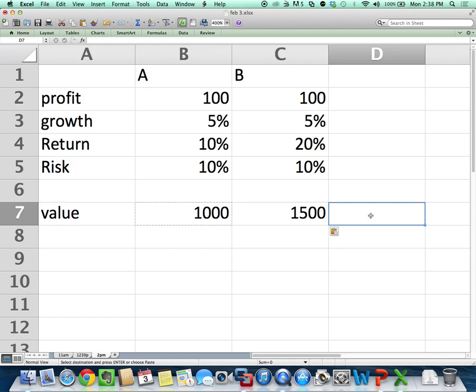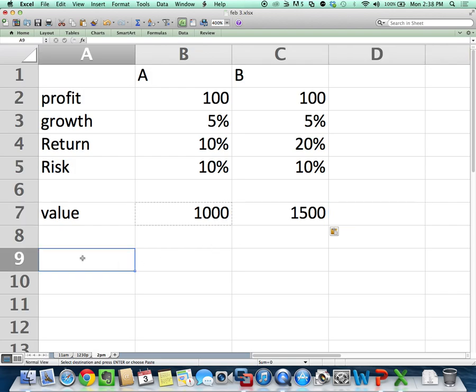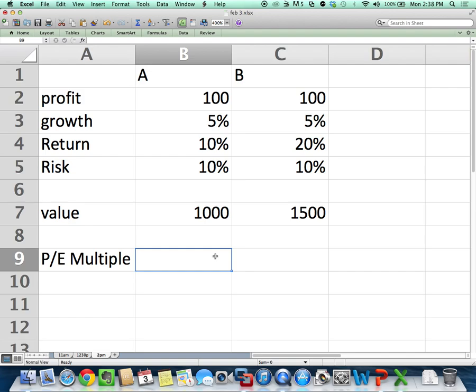As a matter of fact, in the real world, there's something called a price to earnings multiple. What is the price to earnings multiple of company A? This is how much I would pay for their earnings. They trade at a multiple of earnings. What is their multiple? What is their price? Or their equivalent of price per share?